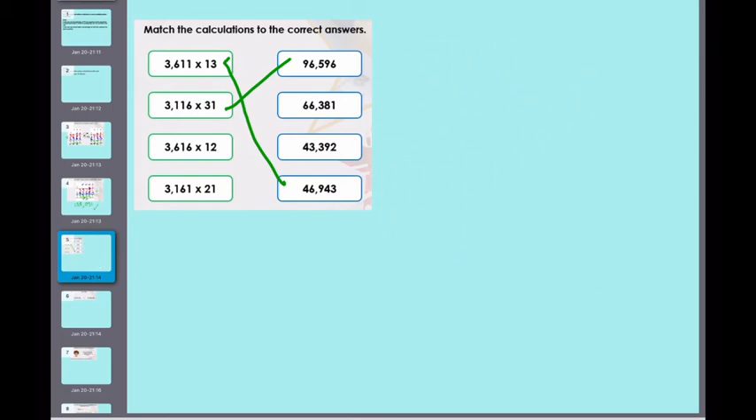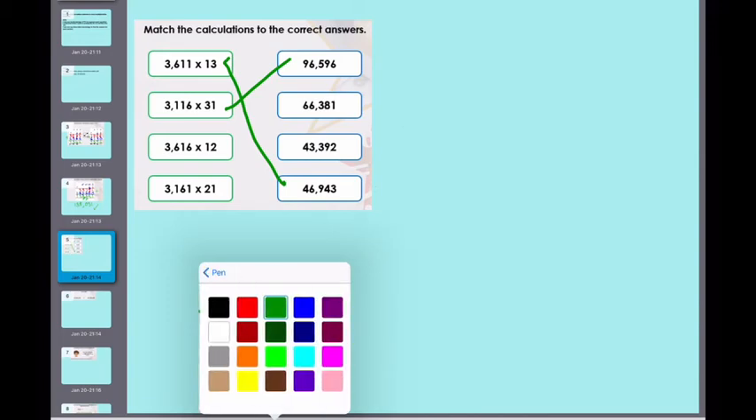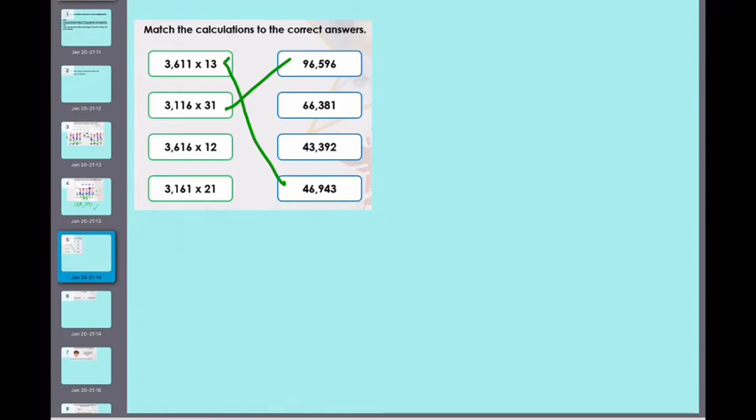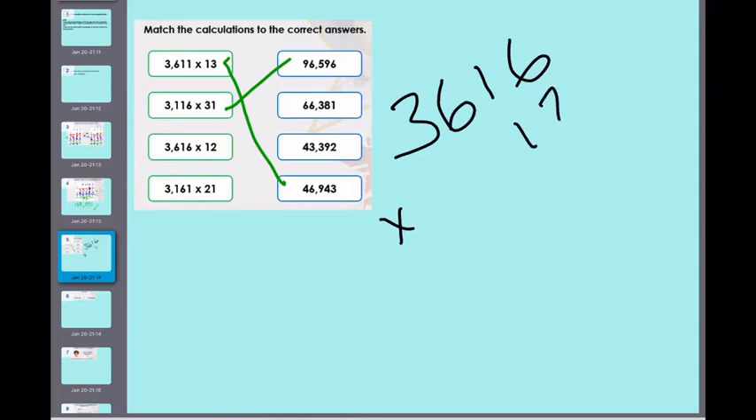Okay, so the next one we are looking at is 3,616 multiplied by 12. So, again with the ones first, I've got 2 ones. 2 times 6 is 12, 2 times 1 is 2, add 1 more is 3, 2 times 6 is 12, 2 times 3 is 6, add 1 more is 7.